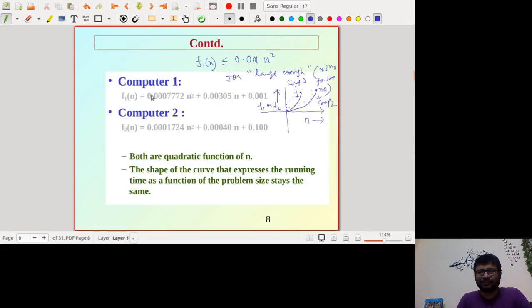So in the initial values, for instance, if n equals 0, 0.001 times n square is 0, but F1(n) is not 0, it's equal to 0.001. So even when there is no element in the array, the computer takes some time, perhaps to realize that there is no element, but that's some amount of time. Computer 2 takes longer, much longer, 1000 times longer when n is equal to 0. But in the long run, computer 2 is much more efficient because this constant is much smaller. And in general, whenever the runtime is of the form a n square plus b n plus c, we will be able to say that the function is order of n square, because the lower order terms will not matter.